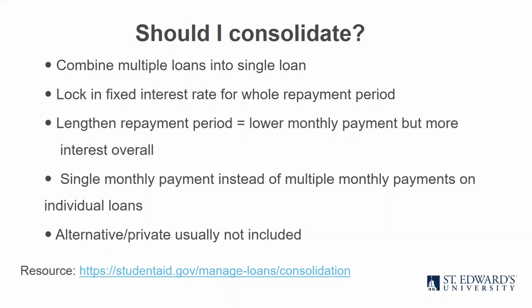So one of the things that you can do is stretch out that repayment plan from the base 10 years to something up to 25 years. One of the ways you do that is by consolidating, which means you take your 8 small loans and combine them into one single larger loan. It locks in the interest rate for the whole repayment period by giving a weighted average based on the annual interest rates for each of those loans you took out.